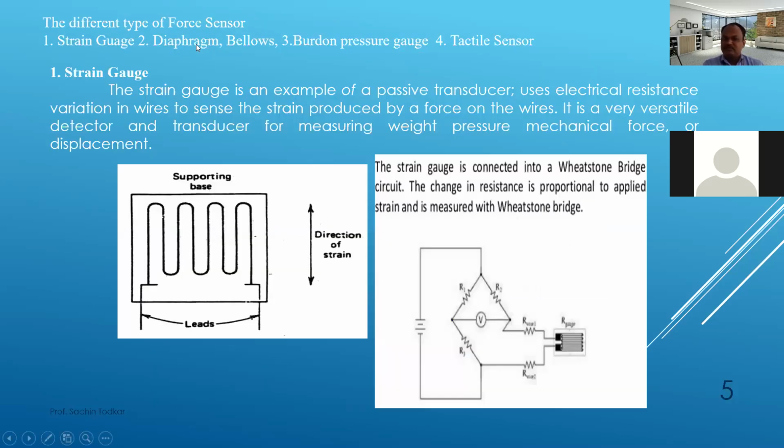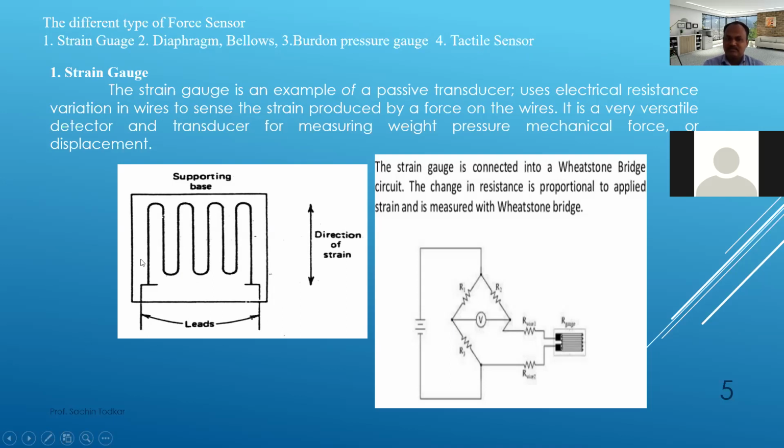The different types of force sensors are: first, the strain gauge; second, the diaphragm or bellows; third, the Bourdon pressure gauge; and fourth, the tactile sensor. Tactile sensors are used in robotics applications right now. So tactile sensors are also important. Now the first thing is the strain gauge.